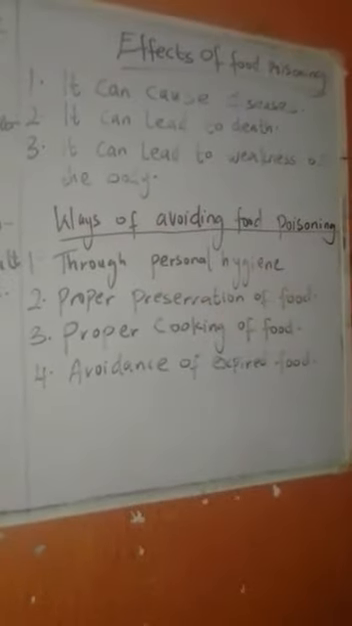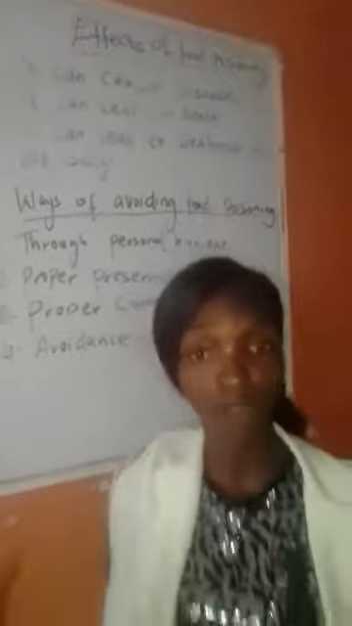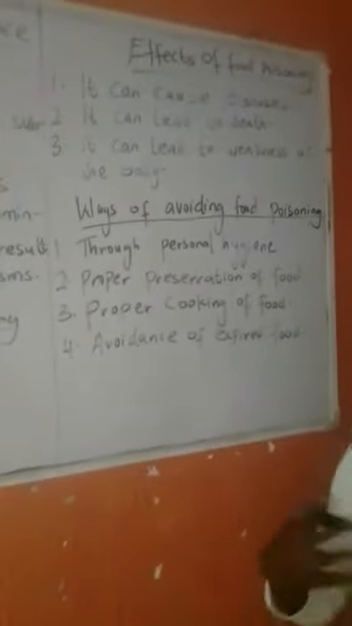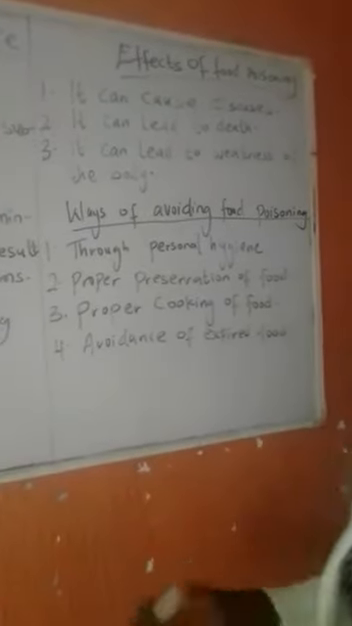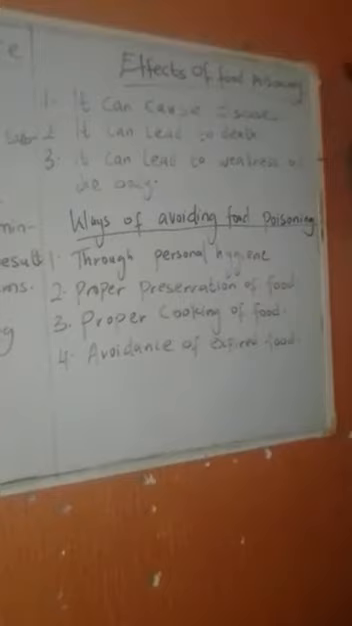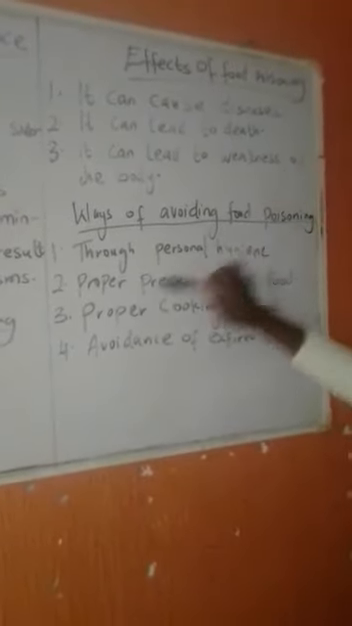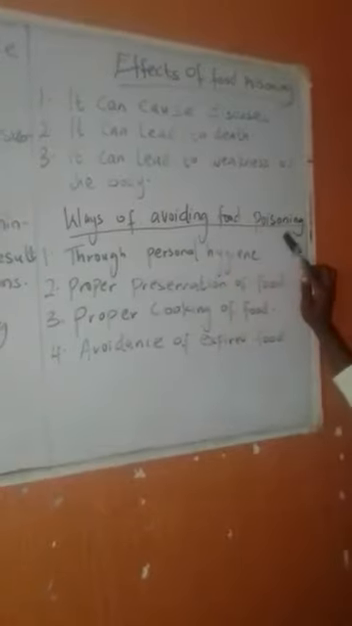It can lead to weakness of the body. Good. When the food is poisoned and you take it in or absorb it, it can weaken your body system, thereby it can lead to death and some other bad effects. Is that okay? So it can cause disease, it can lead to death, and it can lead to weakness of the body. Finally, we have ways of avoiding food poisoning.